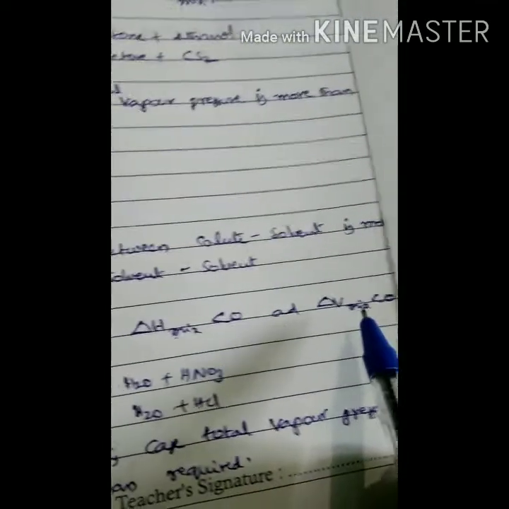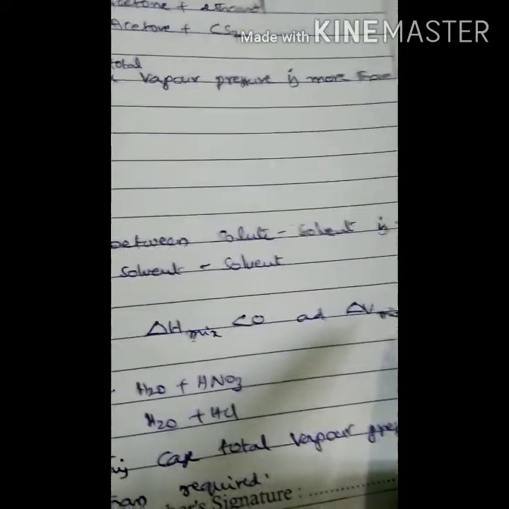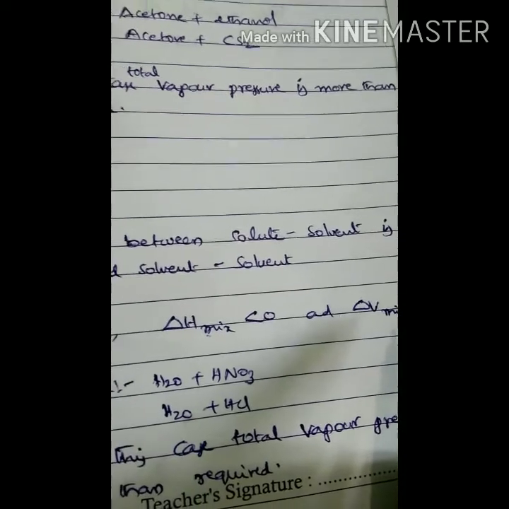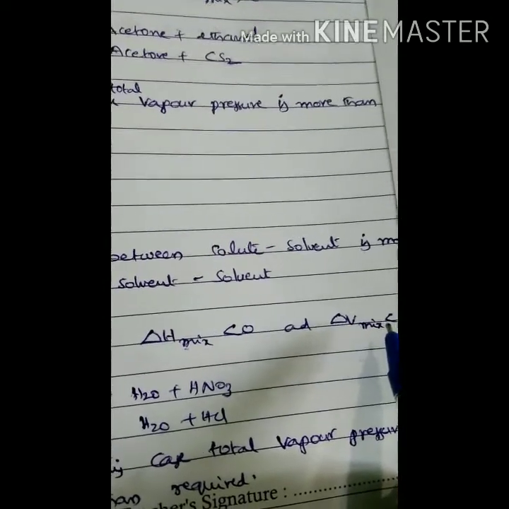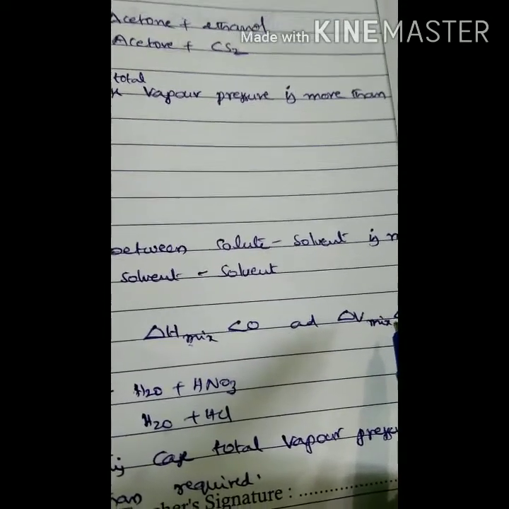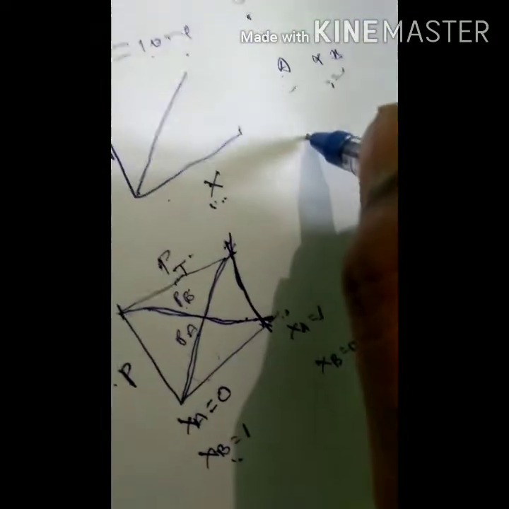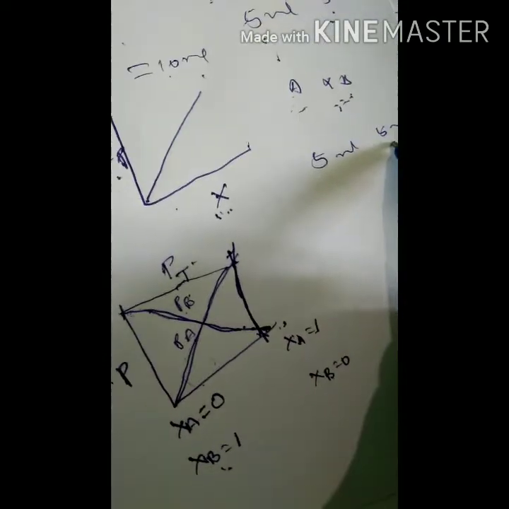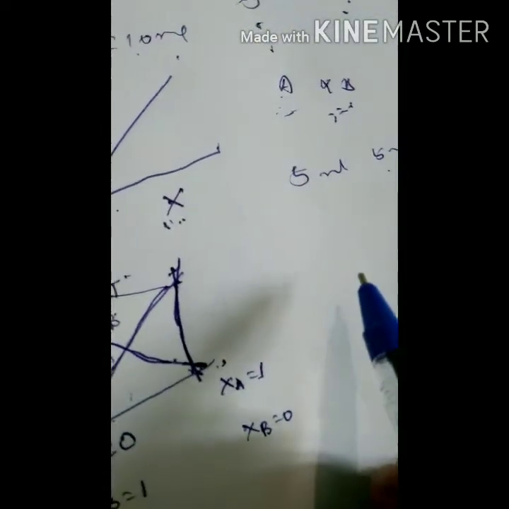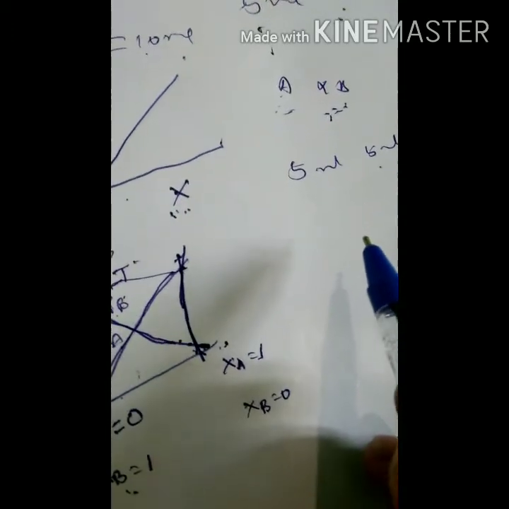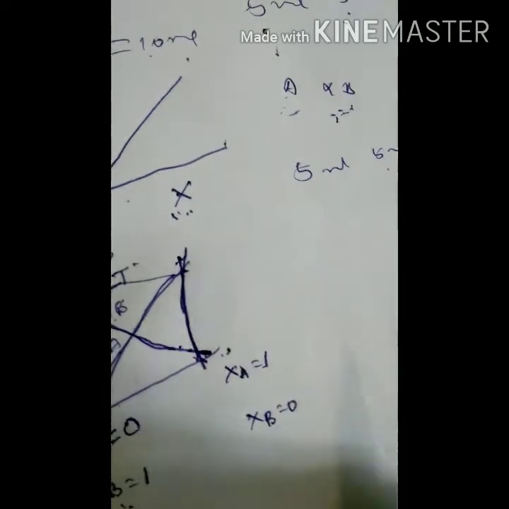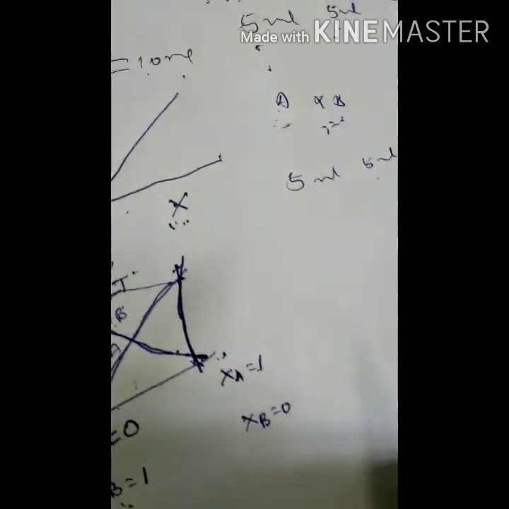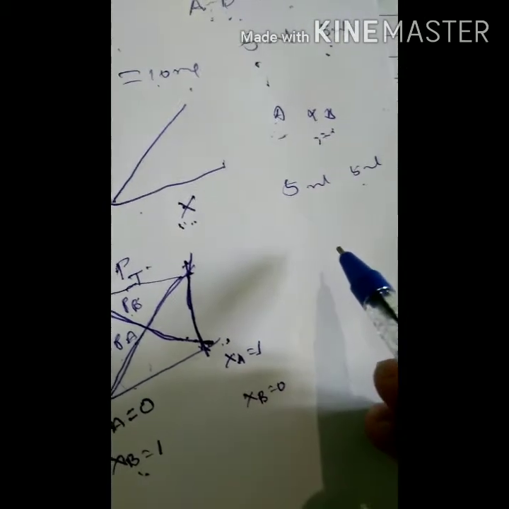And delta V mixing is also less than 0, because when these two liquids mix with each other, the resultant volume is less than expected. For example, take 5 ml of each liquid. When these two liquids mix with each other, the total volume should be 10 ml. But in this case, it is less than 10 ml. In the previous case, it is more than 10 ml. In this case here, it is less than 10 ml.